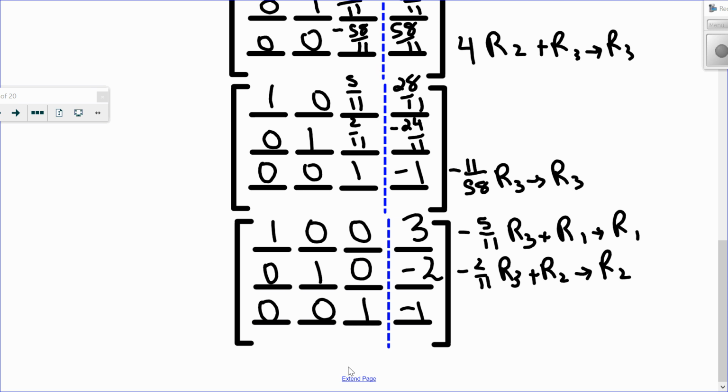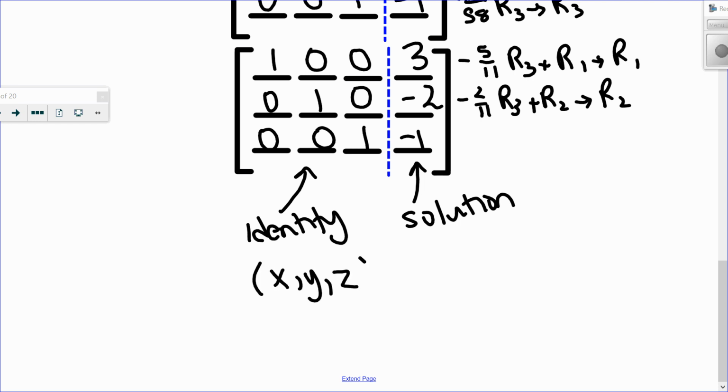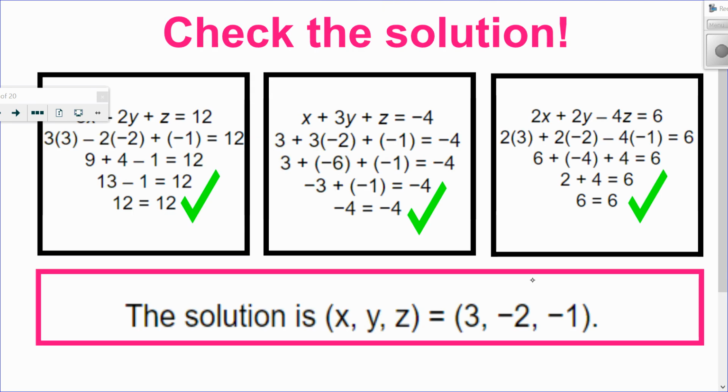So what this means is, over here I have the identity matrix. This is the identity matrix, and this is your solution. So what that tells me is we had x, y, and z. That's equal to 3, negative 2, and negative 1. Again, I do want to check that. So I check that in each of my equations, okay? And show all your steps to show that they are equal. So it balances each of those, so I know that this is the solution.